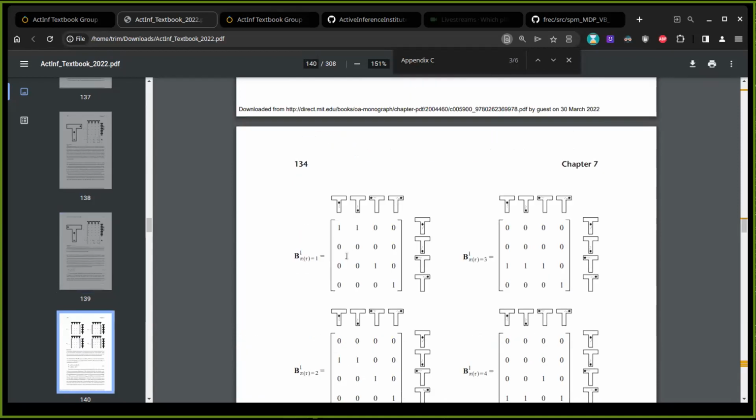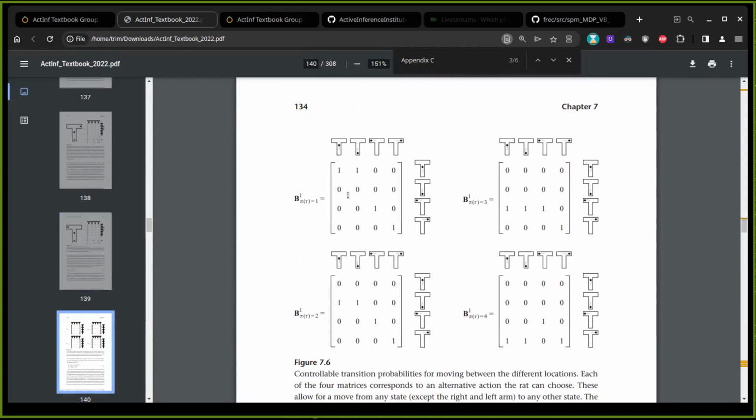However, they are going to focus in on the 4 slices of the B matrix. So the B matrix is intermediating hidden states and how they change through time. So the hidden state S is about the true location that the rat is in. So there's 4 locations. And the B matrix is going to describe the transitions in location under the 4 different action policies.